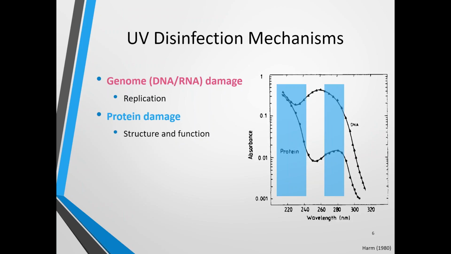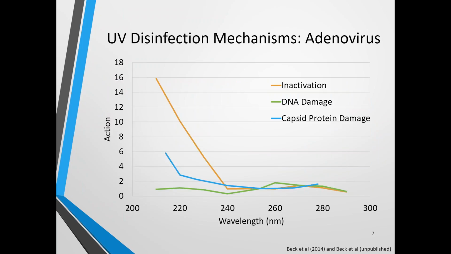We're starting to learn that protein damage is also important for disinfecting microbes, especially viruses. Proteins are important for the structure and function of microbes. The wavelengths where proteins absorb the greatest are below 240 nanometers, and then a secondary but smaller peak around 280 nanometers. And we can start to think about applying these wavelengths to optimize disinfection.